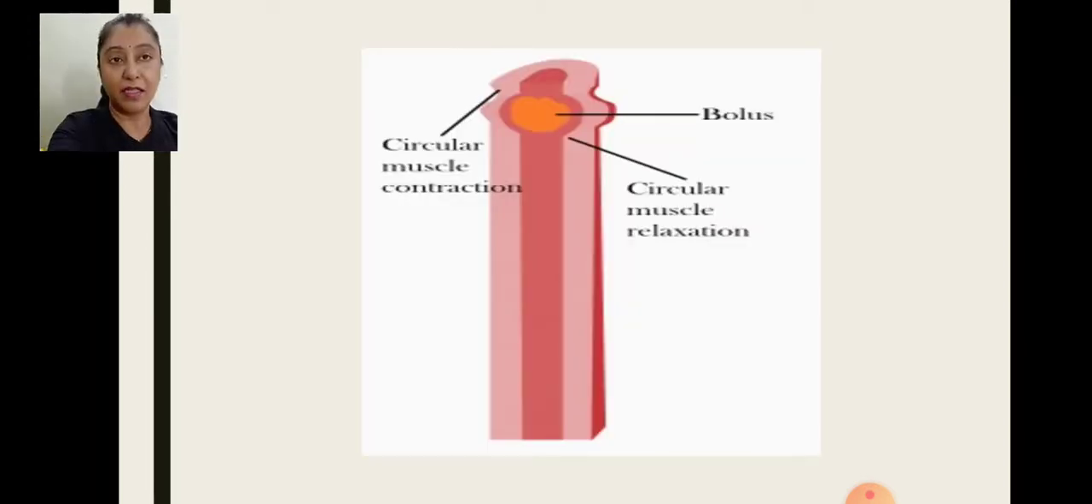You can see the image of the esophagus and the bolus, which is a chewed food ball. By contraction and relaxation of muscles, which is known as peristalsis, this motion is wave-like, and now the food is reaching towards the stomach.